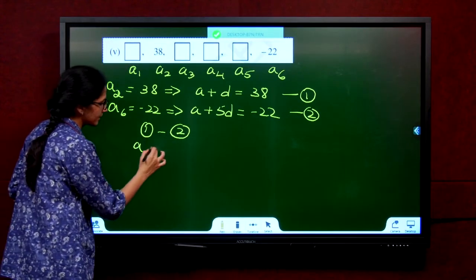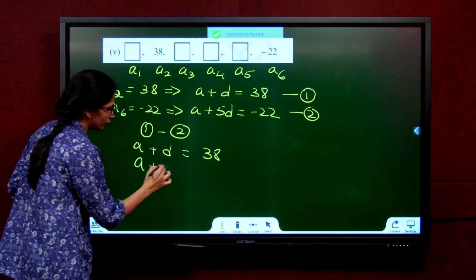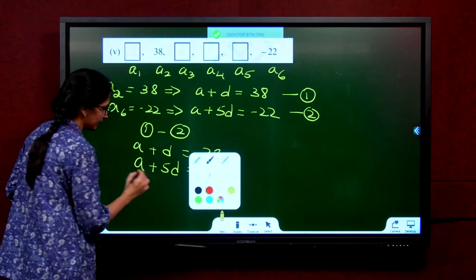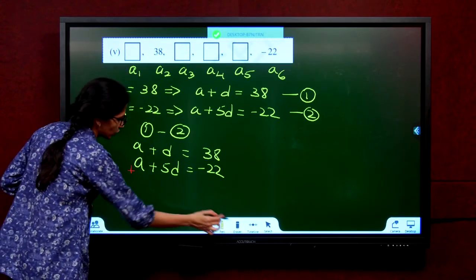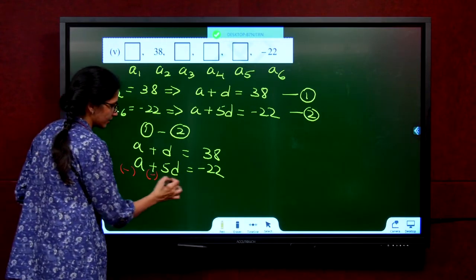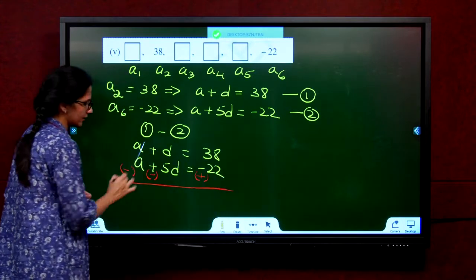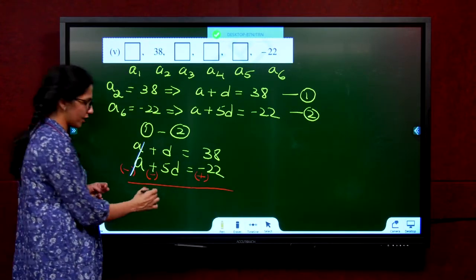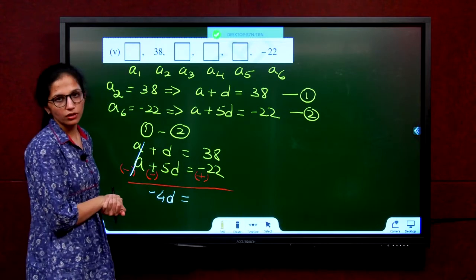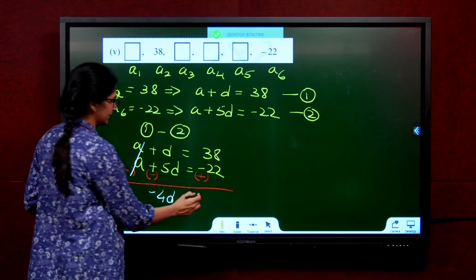So A plus D is equal to 38. A plus 5D is equal to minus 22. I am subtracting equation 2, so the signs will change. Minus, minus, minus sign will become plus. Okay? So now cancel, cancel. D minus 5D, minus 4D. 38 plus 22, 60.